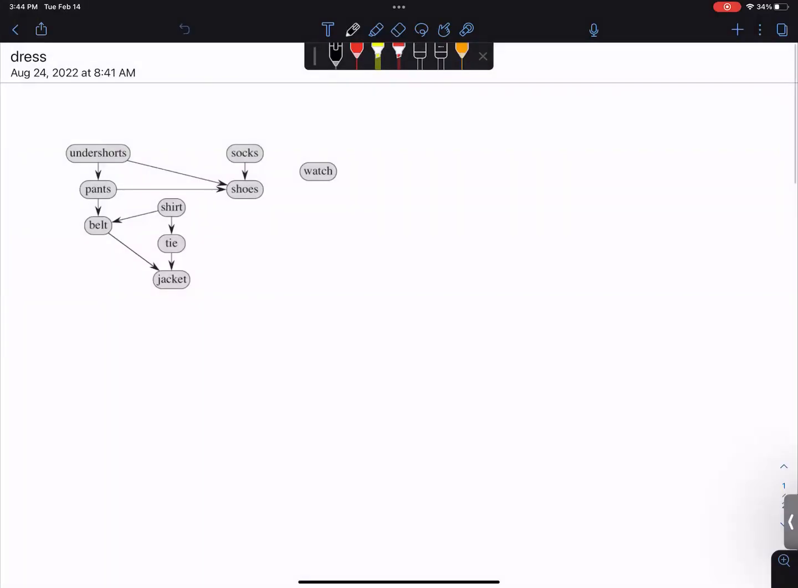Here's another example of a dependency graph. It's more of a funny one than one that you would write an algorithm to solve. But this is from another textbook. This is the getting dressed in the morning dependency graph. You first have to put on your undershorts before your pants, and your pants before your belt, and your socks before your shoes. But notice, according to this, you can put your socks on after your belt. You can put the watch on at any time.